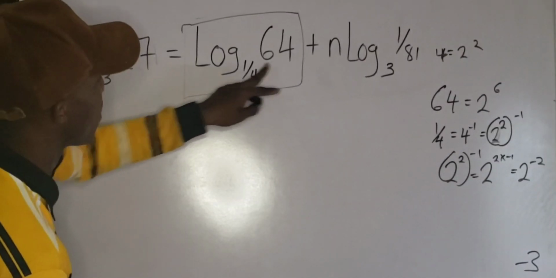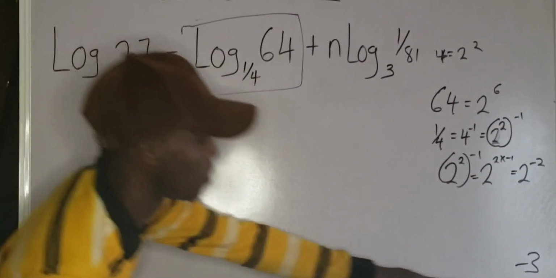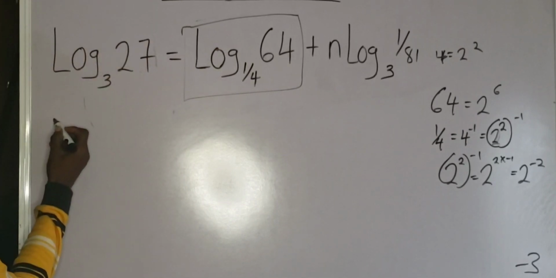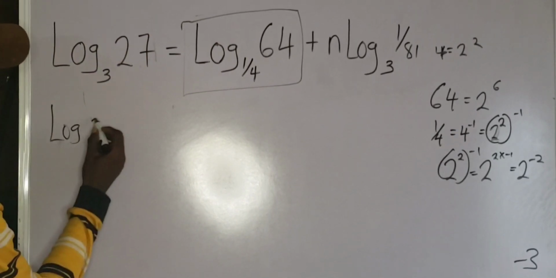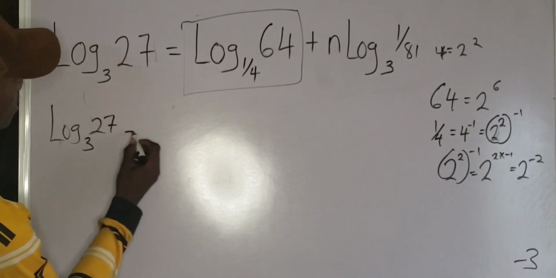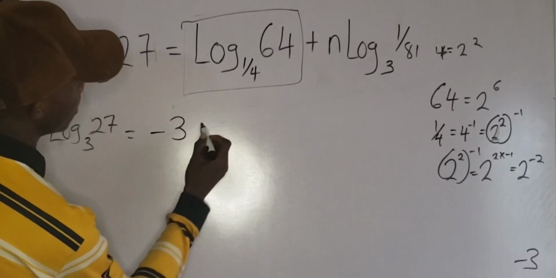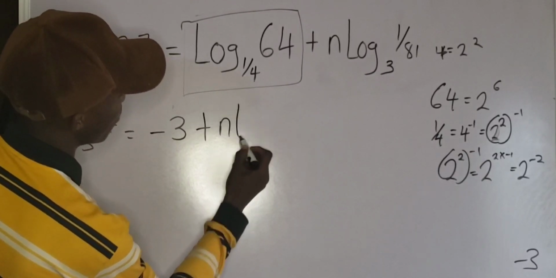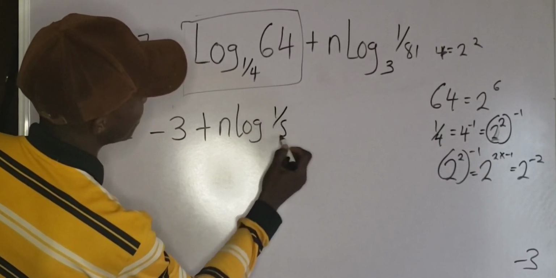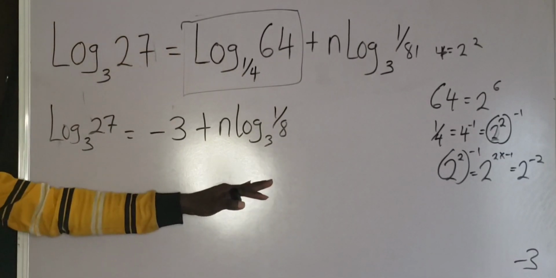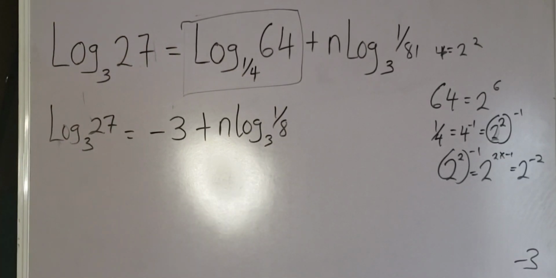Instead of log 64 base 1 over 4, I'm going to put minus 3. So the equation becomes log 27 base 3 equals minus 3 plus n log 1 over 8 base 3. Do you understand? Okay, let us proceed.